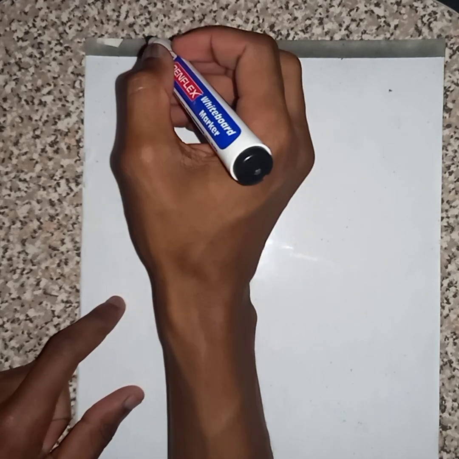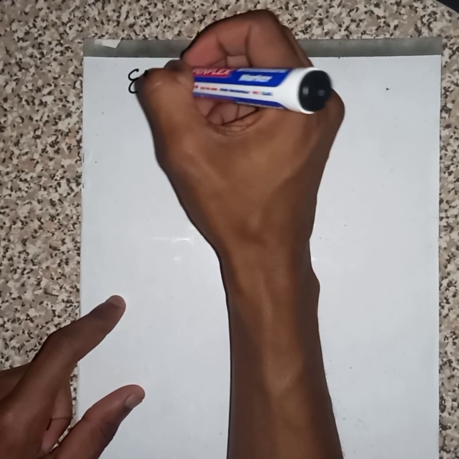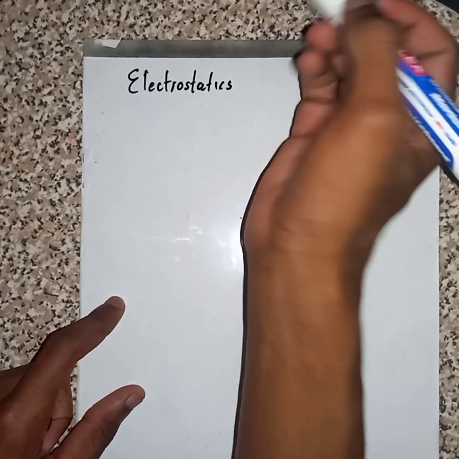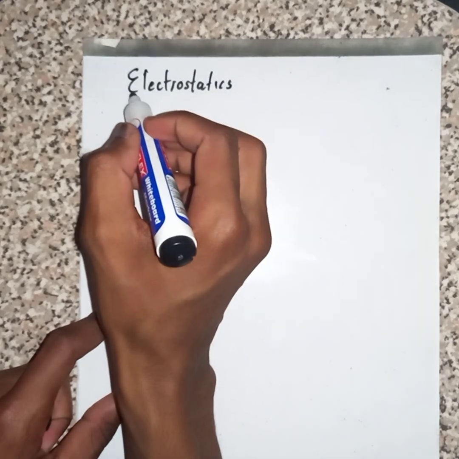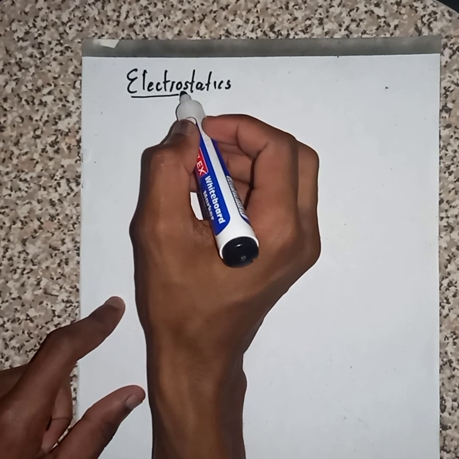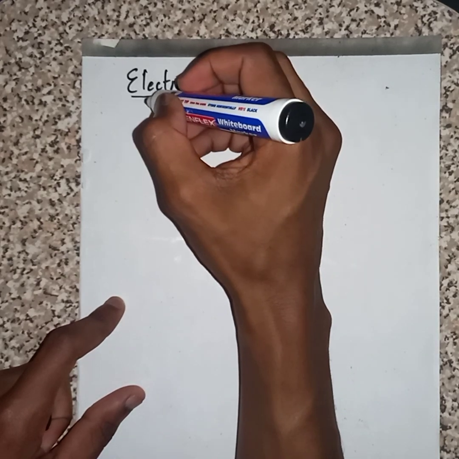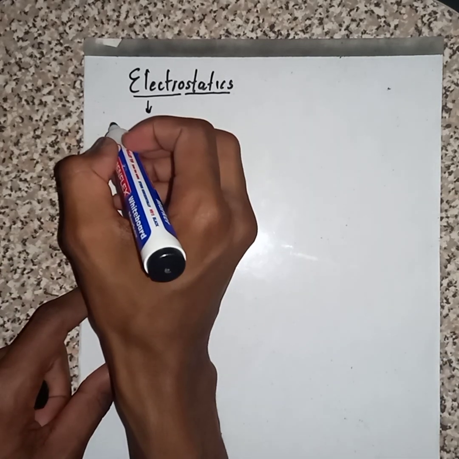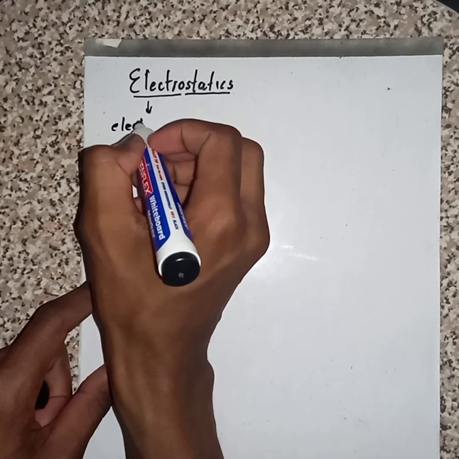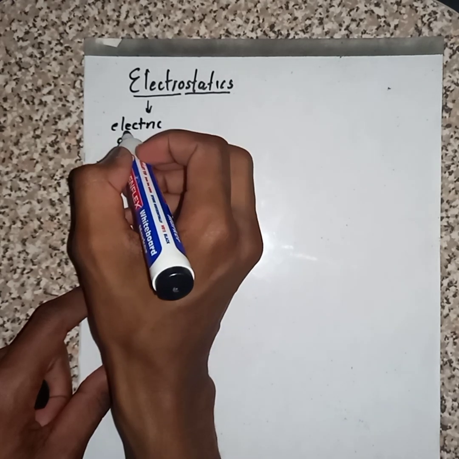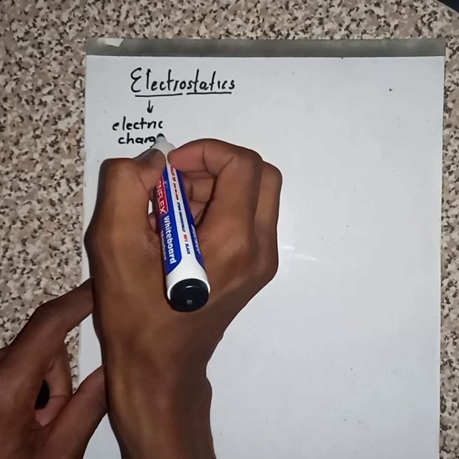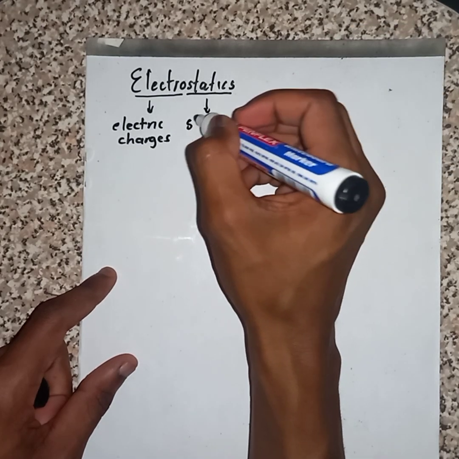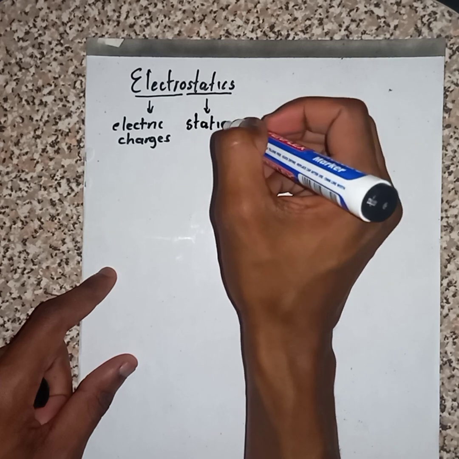Firstly, today we are going to consider the concept of electrostatics. You see, we have two terms: the term electro, and the term static. What does the term electro mean in this context? It refers to electric charges. Then we have another one, static. It implies stationary.